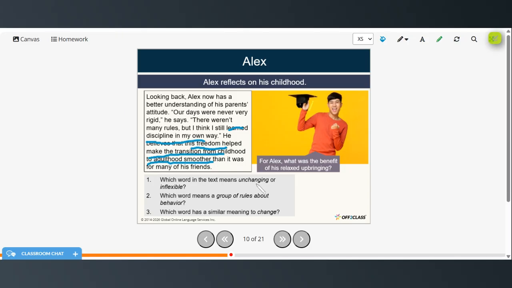So which word in the text means unchanging or inflexible? That would be rigid. Which word means a group of rules about behavior? Discipline. And which word has a similar meaning to change? Transition.